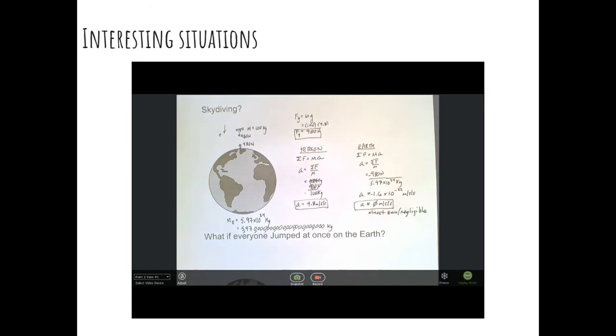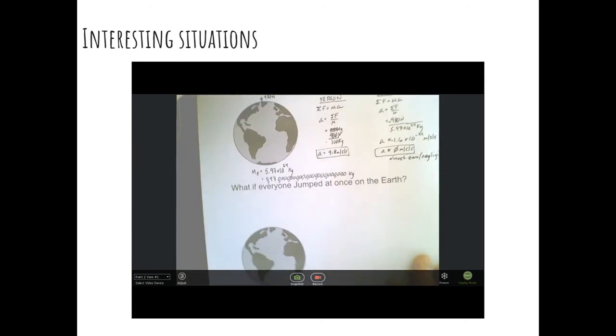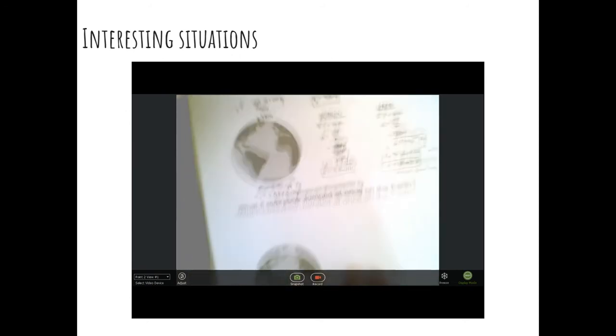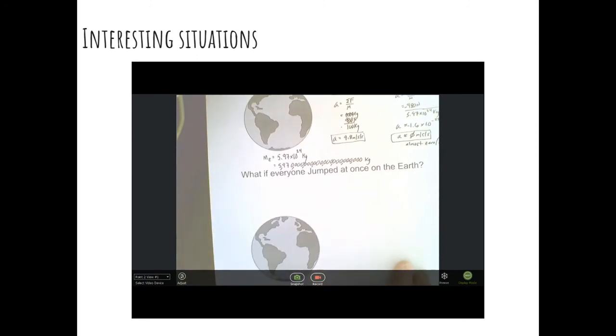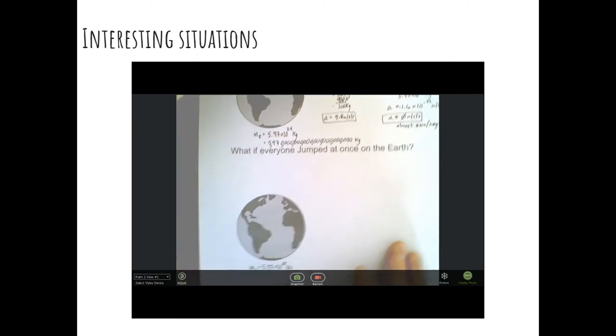If you had two people in space and they were falling and they had that much force of attraction between them, which they wouldn't because the force of gravity would be so small, the two objects would actually move towards each other simultaneously at the same rate if they had the same mass. Okay, so that leads to another interesting question, which is, what if everybody on the Earth jumped at the same time? And people are always like, well, the Earth would move, wouldn't it?